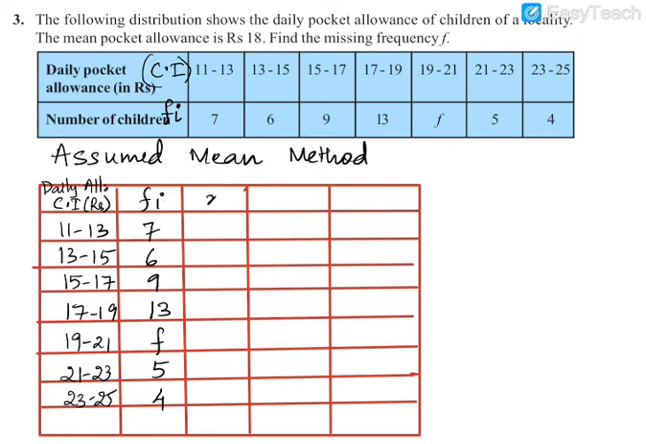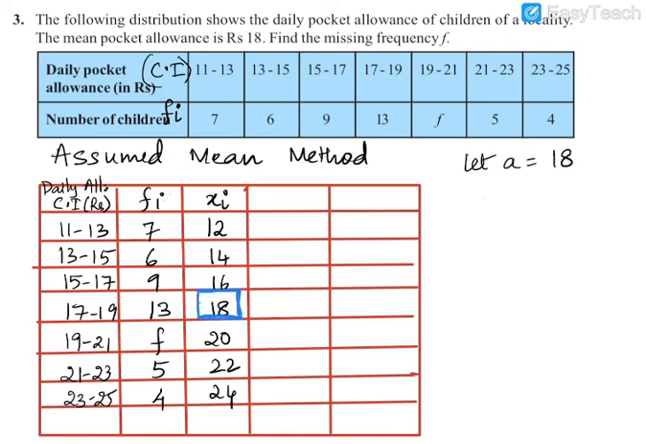In the third column, we will write class marks, which will be lower limit plus upper limit divided by 2. So 11 plus 13 divided by 2 is 24 divided by 2, that is 12. Likewise, you can find all class marks. Now we have to assume a value for mean, which lies at the center of xi values. Since there are 7 xi values, we can choose the fourth one. So let 18 be the assumed mean.